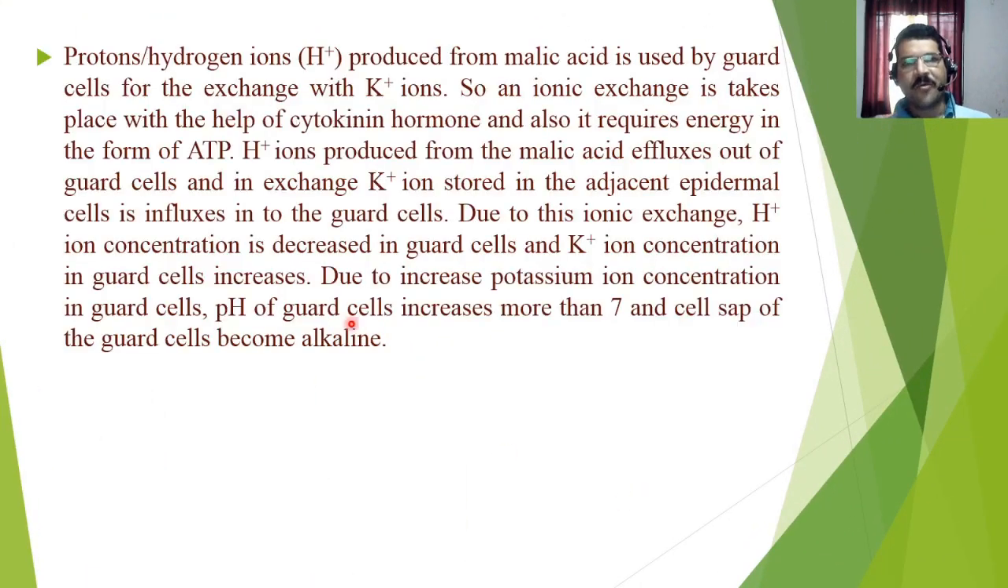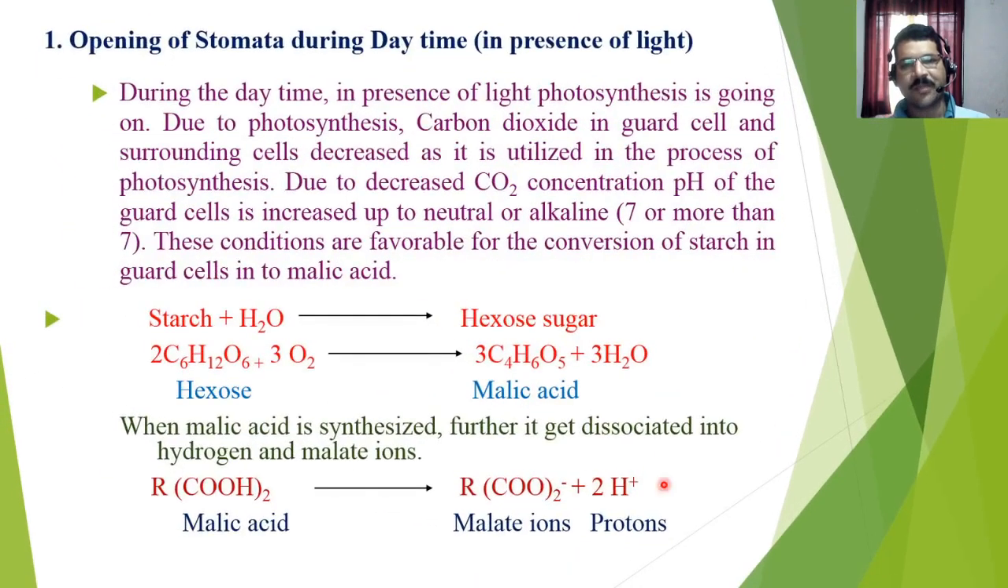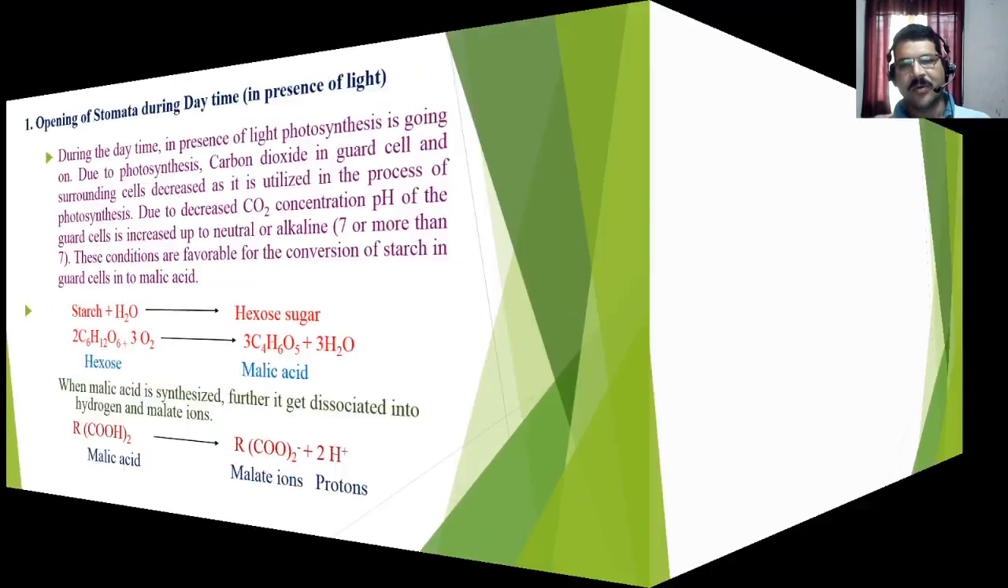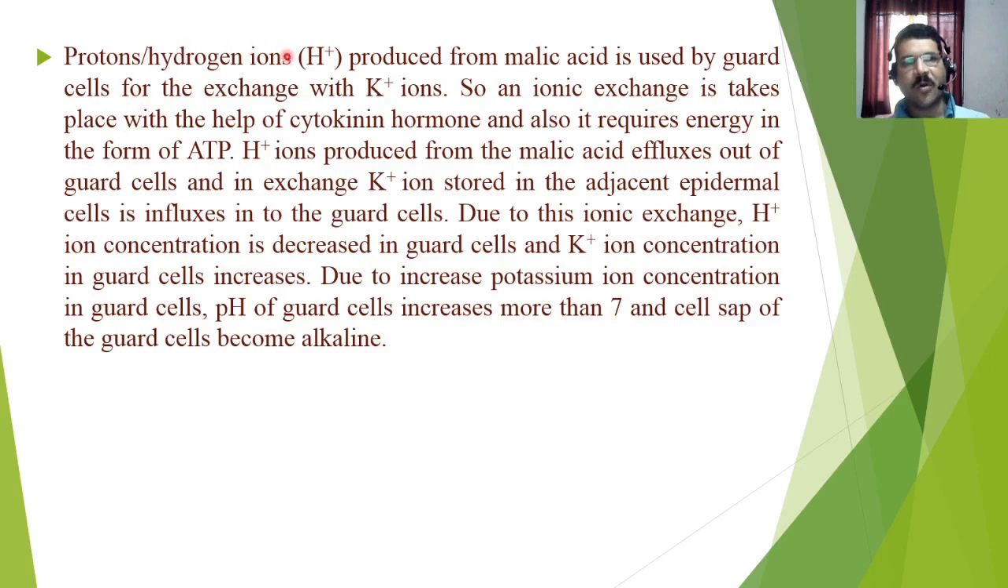Now protons, that is hydrogen ions, which are produced in the reaction, you have seen here, these protons which have been formed from the malic acid into the conversion of malate ions and protons. So these protons, or hydrogen ions produced from malic acid, are used by guard cells for the exchange of K plus ions.